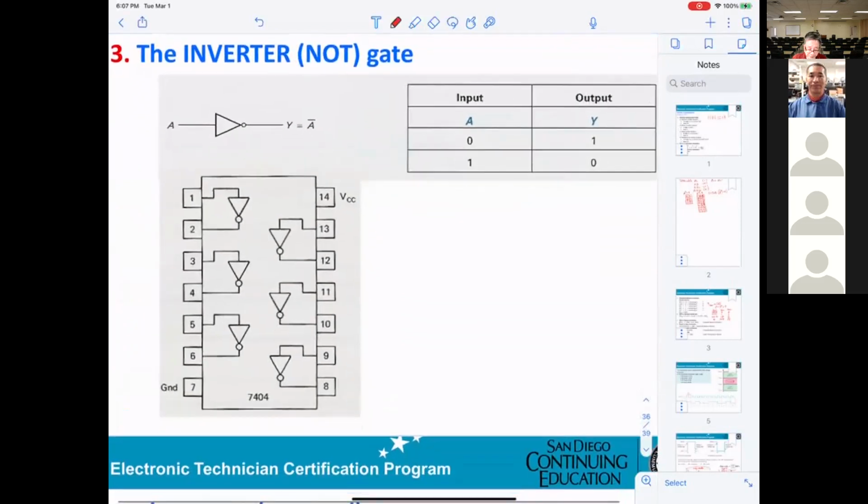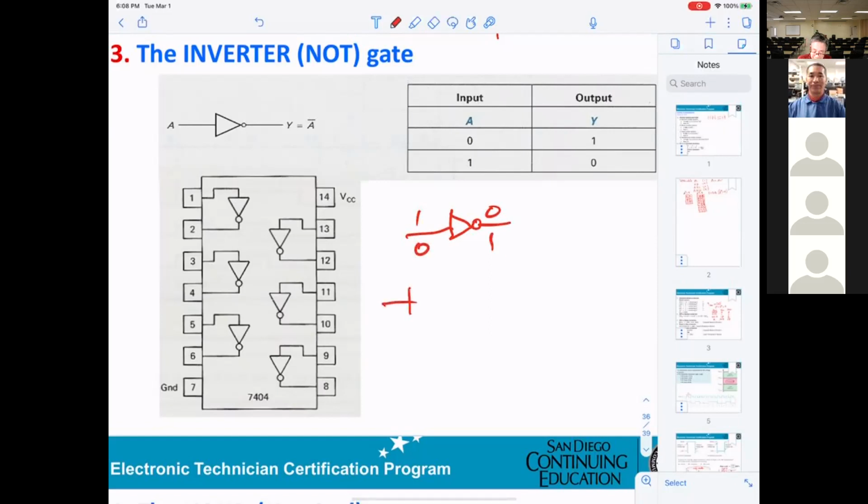Now, the inverter, 7404. Inside it, you get 6 gates. You can see 1, 2, 3, 4, 5, 6. Ground will be pin 7 and pin 14 will be power. The only thing about the inverter is, with a 1 you get 0, and with a 0 you get 1. Just inverted.